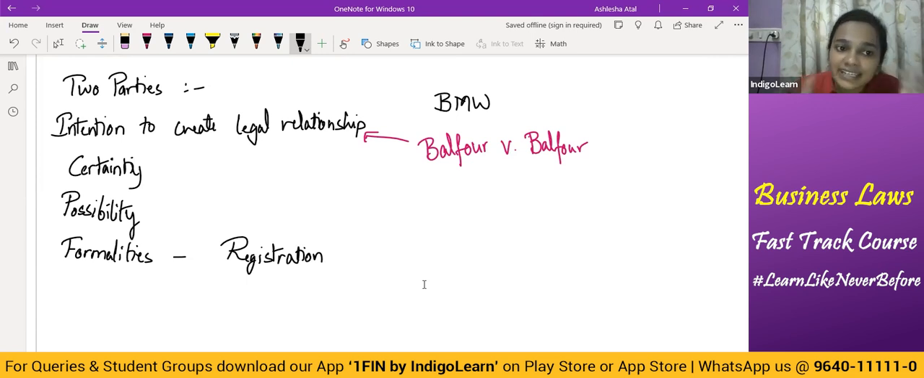So these are certain general essential elements which shall be present in every contract. There have to be two parties, intention to create legal relationship, certainty of meaning, possibility of performance, and in some situations, some other formalities which are required to be fulfilled as a part of the contract. Is this clear? Are you all clear with the general essential elements? We'll now move on to section 10. We'll have a look at the text of section 10, break it down into parts and understand it.